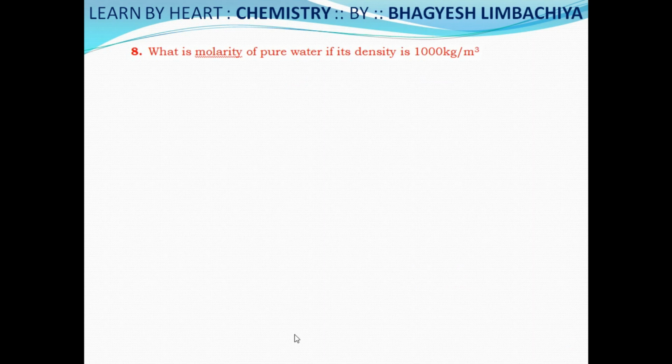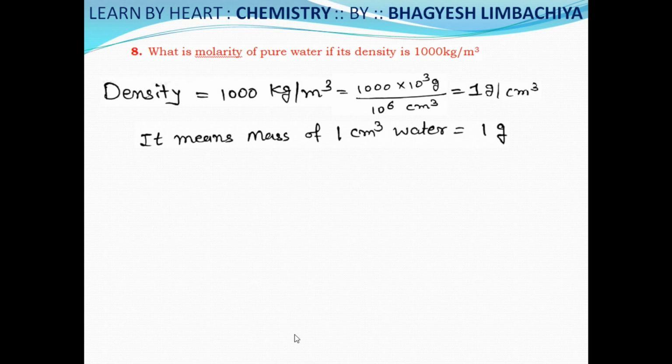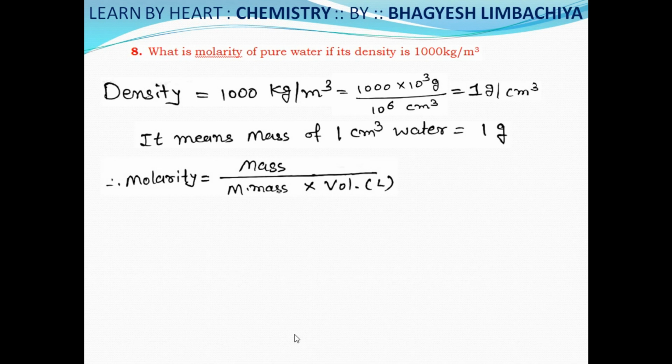In this numerical, you are given the density of water, that is 1000 kilogram per meter cube, and molarity is asked. For that, the density is 1000 kilogram per meter cube. So kilogram is converted into gram by multiplying with 10 raised to 3, and 1 meter cube contains 10 raised to 6 centimeter cube. So density will be 1 gram per centimeter cube. It means 1 centimeter cube of water has a mass of 1 gram. By using the formula of molarity, it is mass upon molecular mass into volume in liter. So molarity is calculated, that is 1000 by 18, and it is 55.56 molar.